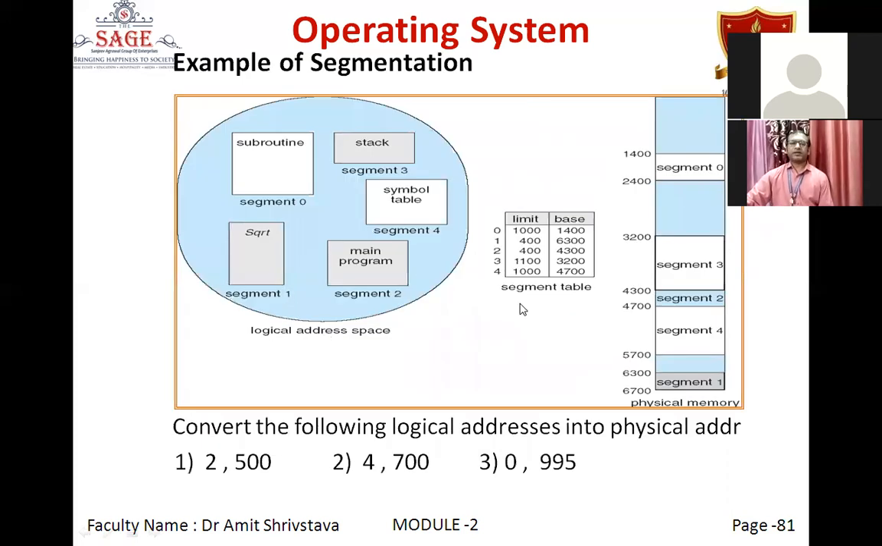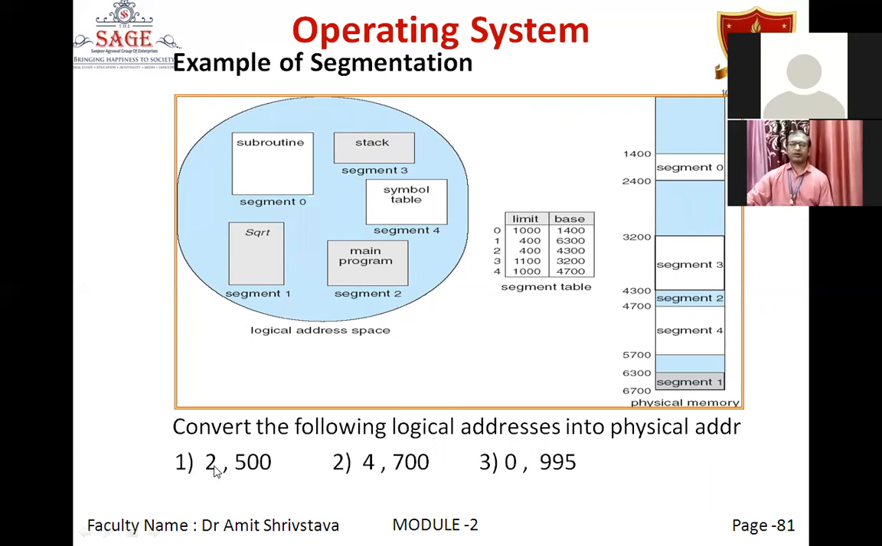Okay, so let us look at this example. Here I've got 5 segments, and these 5 segments have the lengths and the base addresses as shown in the segment table. Now we have to convert the logical addresses into the physical address. Suppose I have a logical address of 2, 500. 2 is the segment number and 500 is the offset within that segment.